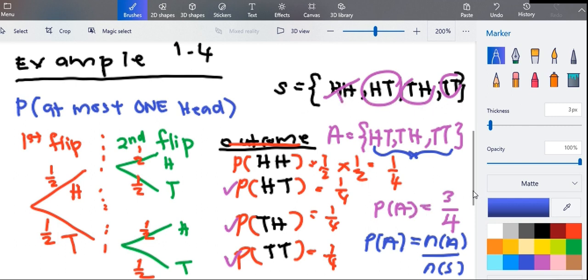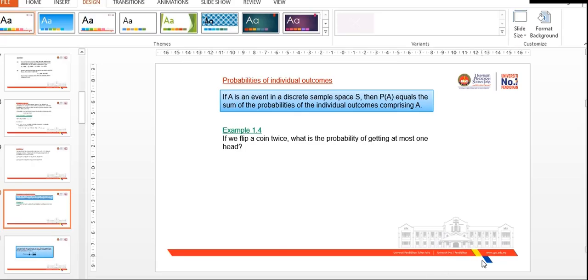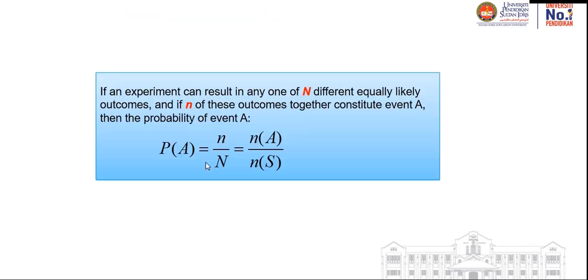Okay, so basically there are two ways. Either you use n(A) over n(S), or you find the probability individually for HH, HT, TH, and TT. Okay, let's go back to the slides. So this is the one that I showed you just now. The probability of event A is equal to the sample size for event A divided by the sample size for S, which is the sample space. P(A) equals n(A) over n(S).